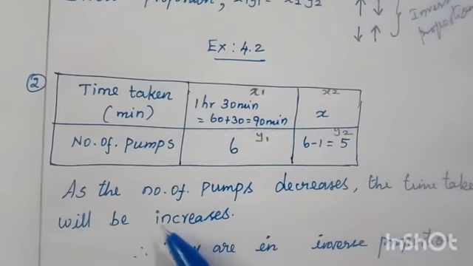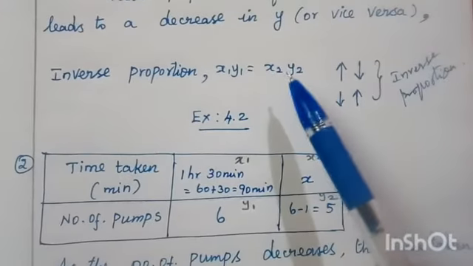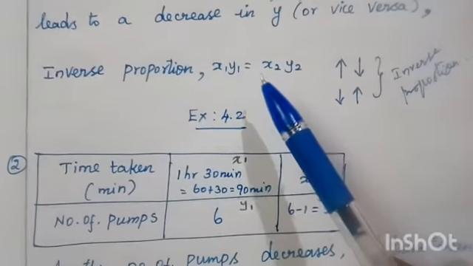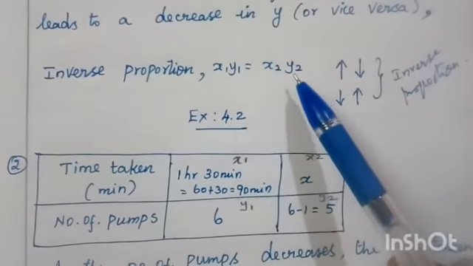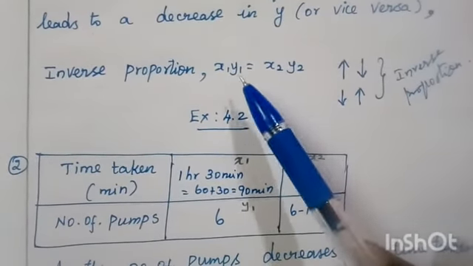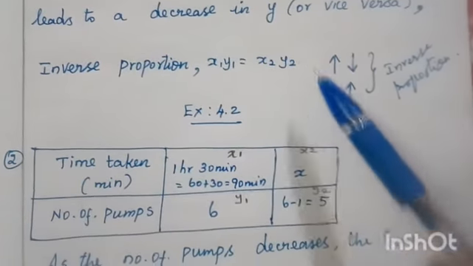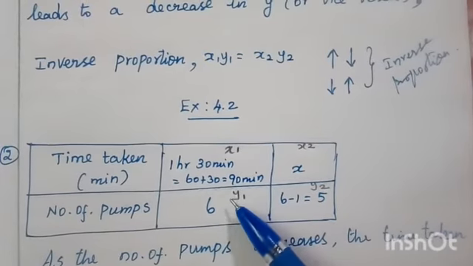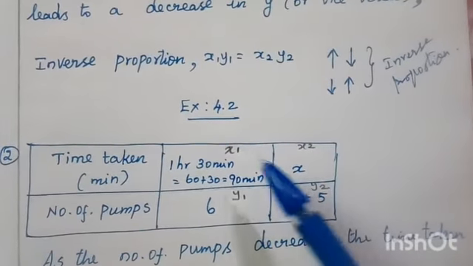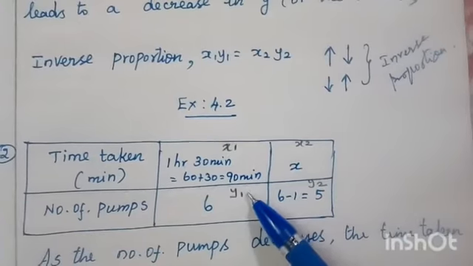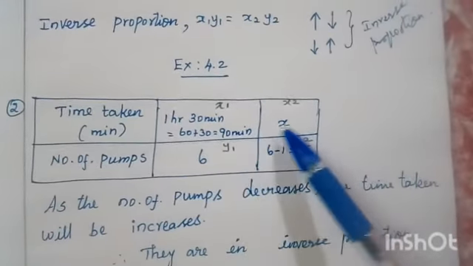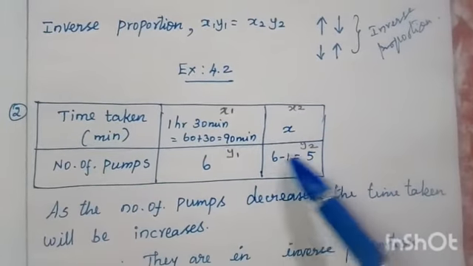For inverse proportion we have the formula x1 y1 equals x2 y2. For direct proportion, what is the formula? Do you remember? x1 by y1 equals x2 by y2. For inverse proportion, the formula is x1 y1 is equal to x2 y2. Here the time taken is x1, the related pump count is y1, and then x2 and y2. Now we have to compare these, since this one is unknown.